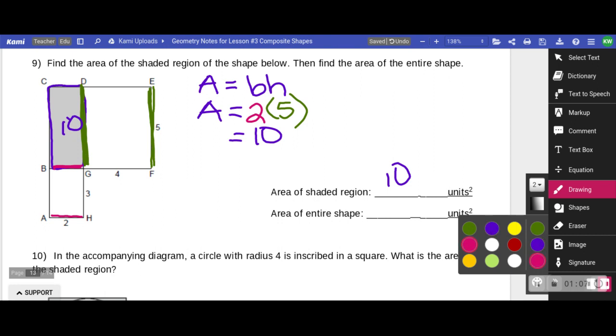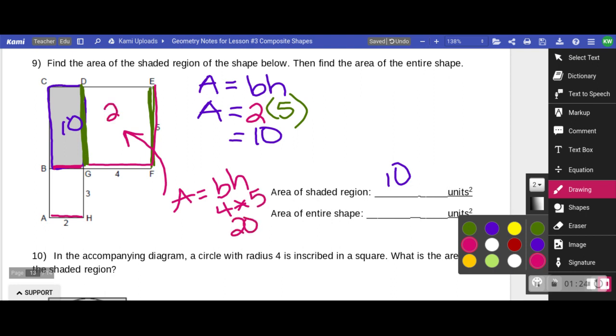All right, now it says to find the area of the entire shape. So in order to do that, I'm just going to have to find the area of the 2 other rectangles. So to find the area here, I'm going to do area equals base times height. The base is 4 and the height is 5, so I'm going to do 4 times 5, and I'm going to get 20. So the area of this section of the composite shape is 20. And then I need to find the area of this rectangle. So I'm going to do area equals base times height. So the base is 2 and the height is 3, so I'm going to do 2 times 3, and I'm going to get the area of 6. So this area is 6.